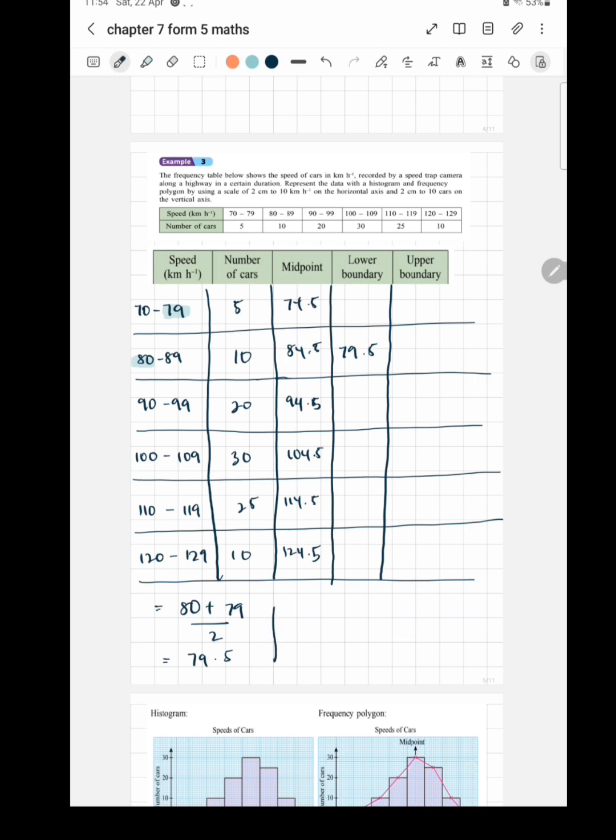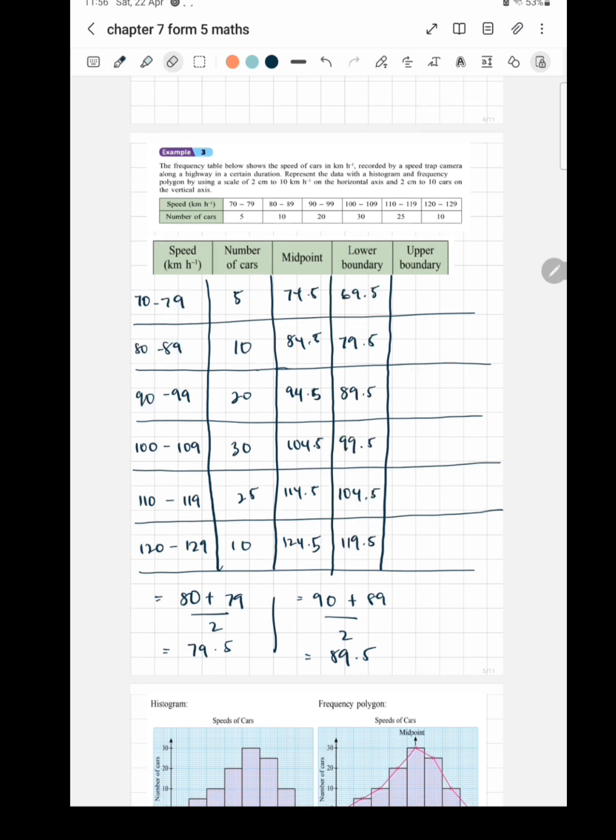For the third class, we're going to take the lower limit of the third class, add it with the upper limit of the second class, then divide it by 2. So it should look like this: 90 plus 89, then divide by 2. So I'm getting the answer 89.5. So I'm going to just go ahead and fill up the rest. Okay, I've written down the other values of the lower boundary.